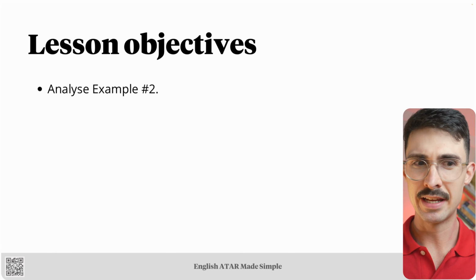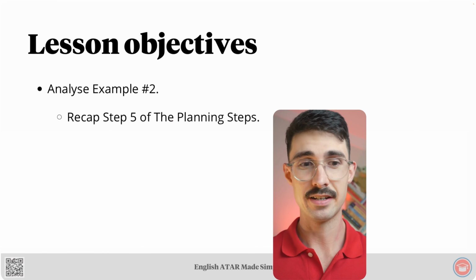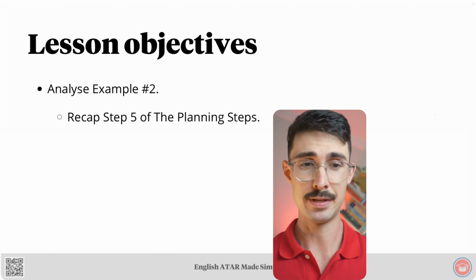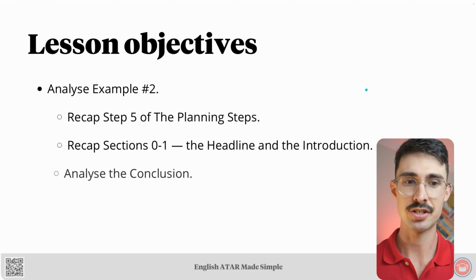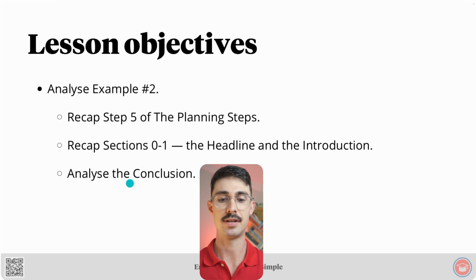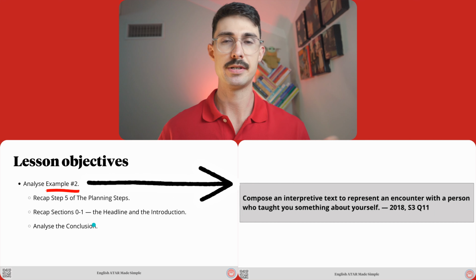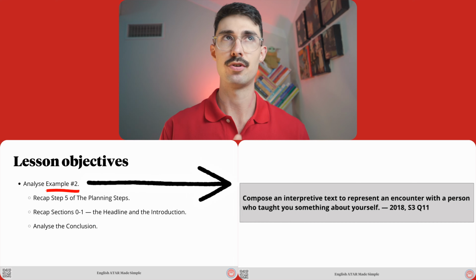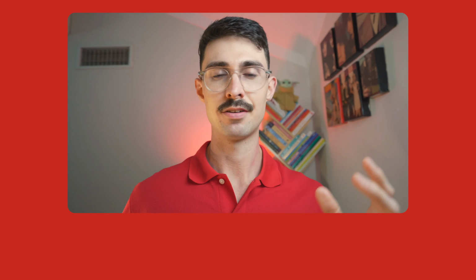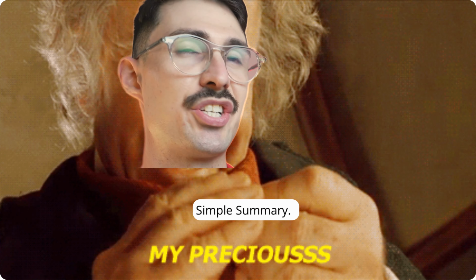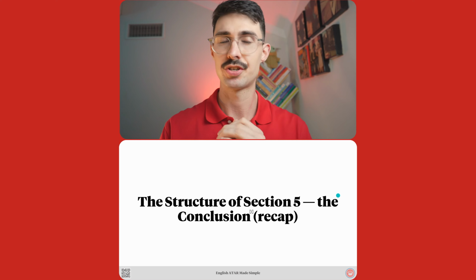We'll do a similar thing for example 2. Firstly, a quick recap of step 5 of the planning steps, then we'll recap section 0 to 1, the headline and introduction, then we'll go straight to analyzing the conclusion. Obviously, we didn't analyze any body paragraphs for example 2, so we'll go straight from introduction to conclusion. Only one more thing left to do after that. How precious. Let's get this show on the road.